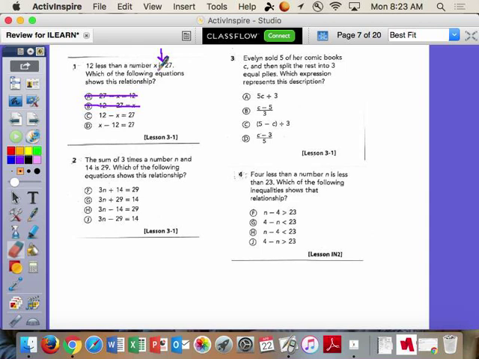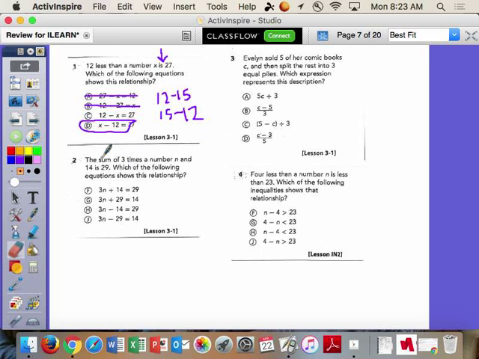Make it easier. If it says 12 less than 15, would you do 12 minus 15 or 15 minus 12? Which one would make more sense? 12 less than 15. 15 minus 12, which means you would get this one.